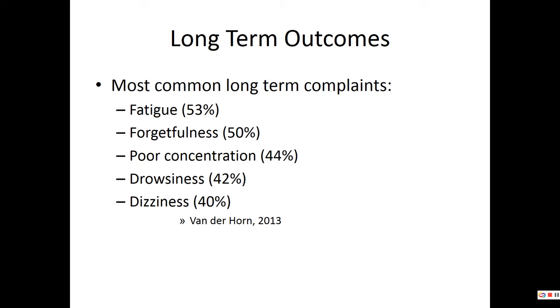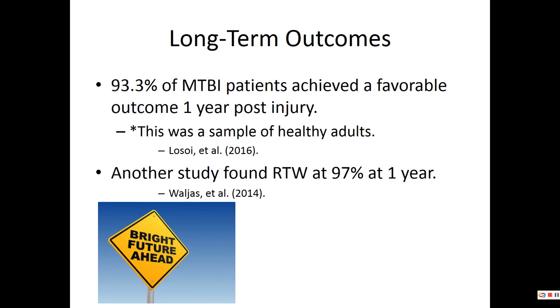Long-term outcomes for these patients, especially in the adult population, if they haven't had that quote-unquote normal resolution: these are some of the long-term things that they will complain about, whether that's fatigue, for over half, as well as forgetfulness. But then as we read literature about aging in the brain, well, is that aging in the adult population, the forgetfulness, or is it concussion related? It's hard to know. Poor concentration, drowsiness, and dizziness.